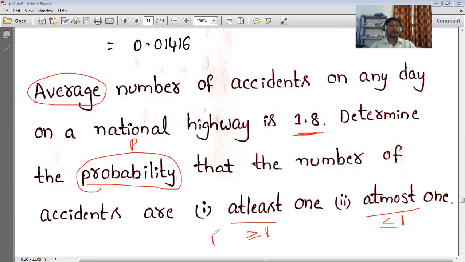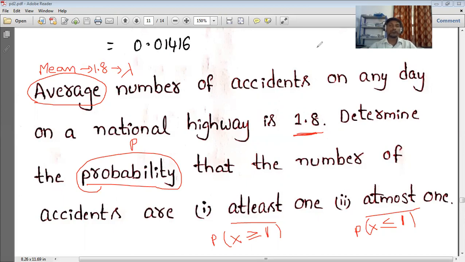It means what we have to calculate: P of X greater than or equal to 1, and P of X less than or equal to 1. So these two we are going to calculate. And lambda is already given. Average is nothing but mean. On an average on a national highway, the accidents are 1.8. So that is mean, lambda is equal to 1.8. That one we are representing as lambda. So lambda is equal to 1.8.